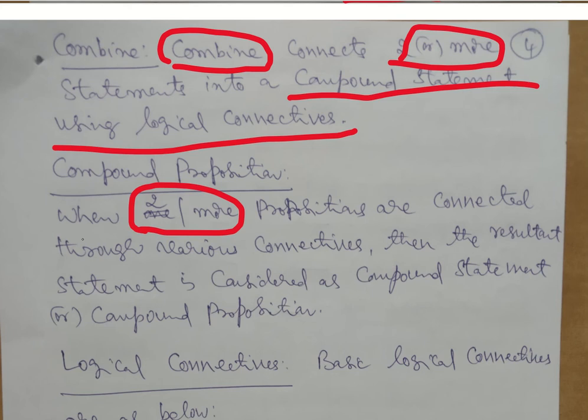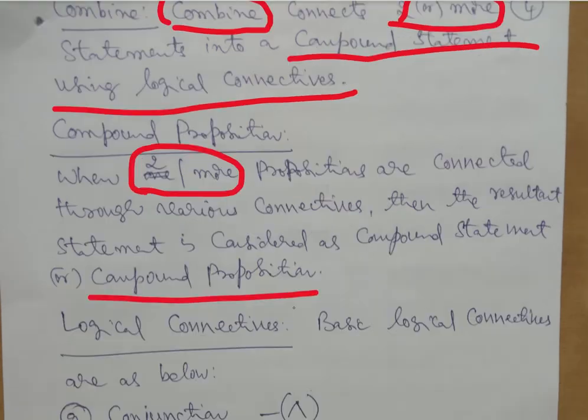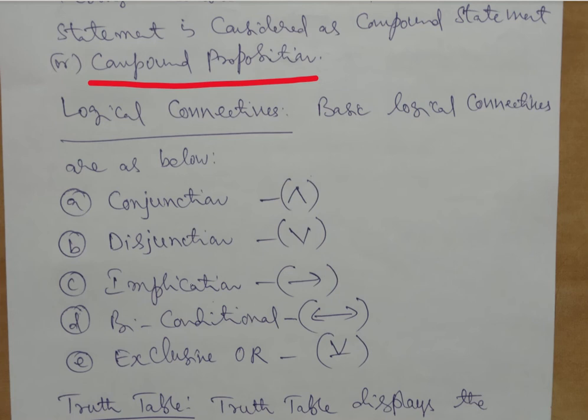So when 2 or more, or 1 or more, propositions are connected through various connectives, the resultant statement we get is called a compound proposition. All these connectives that we mentioned here, a conjunction, a disjunction, implication, biconditional, exclusive or, and the one we used earlier, negation, are your logical connectives. In the exam, they might ask you, what are logical connectives? Explain with examples. You should be able to explain each of them.